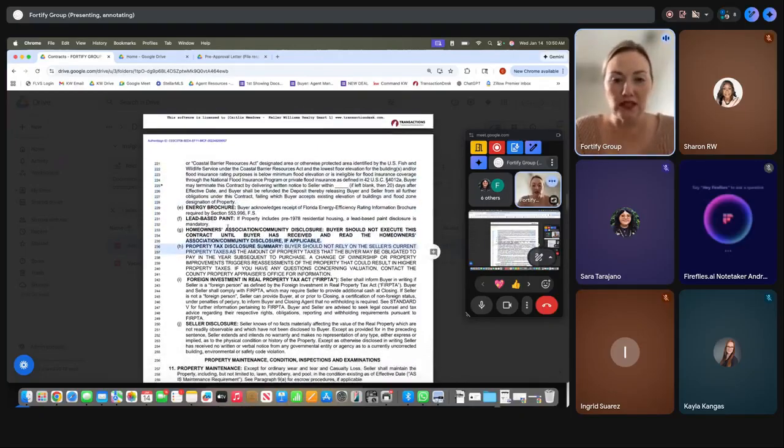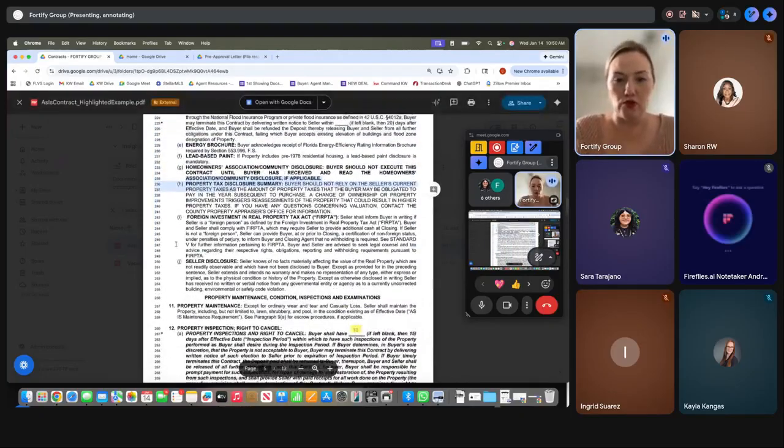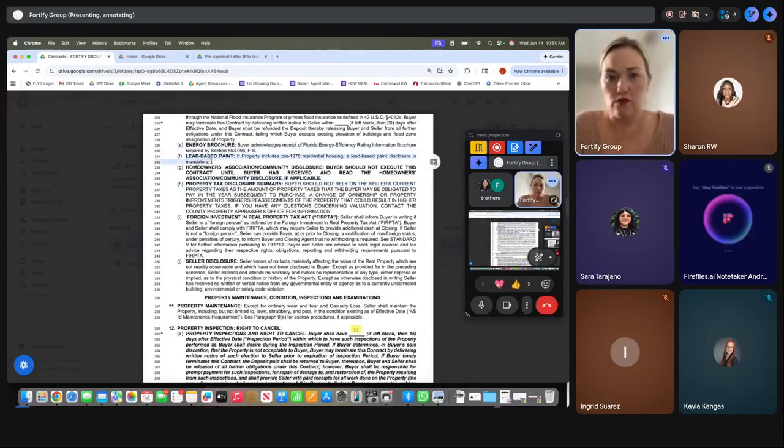And so continuing on, it's more disclosures related to all of that. Lead-based paint, the only thing I'll say about that is if a home is built before 1978, this will be legally required. So cement that in your brain. If it's an older home, this document's going to be needed.